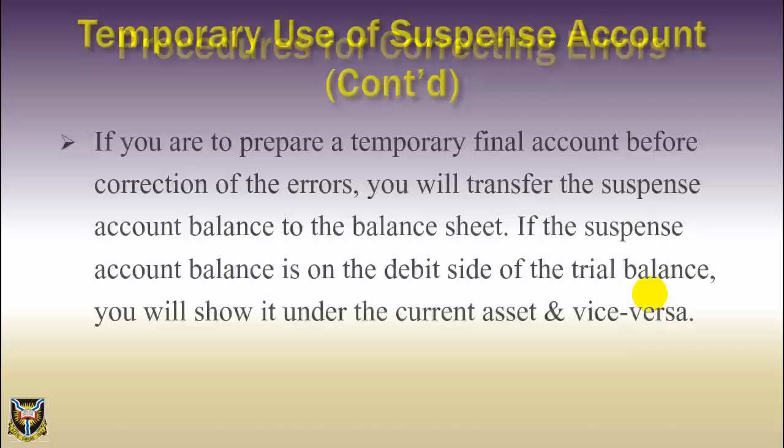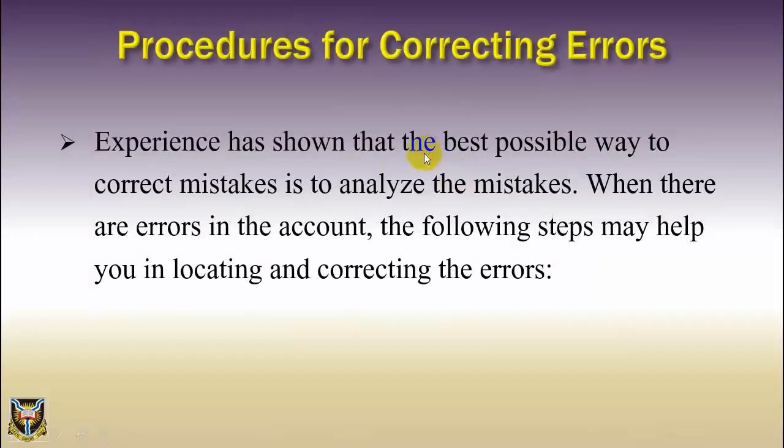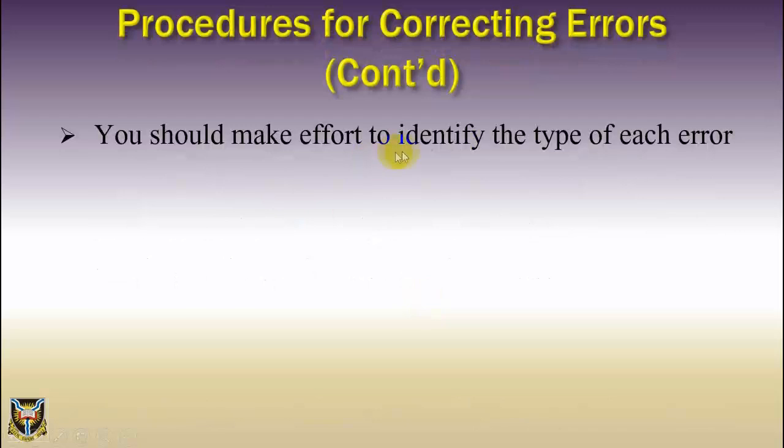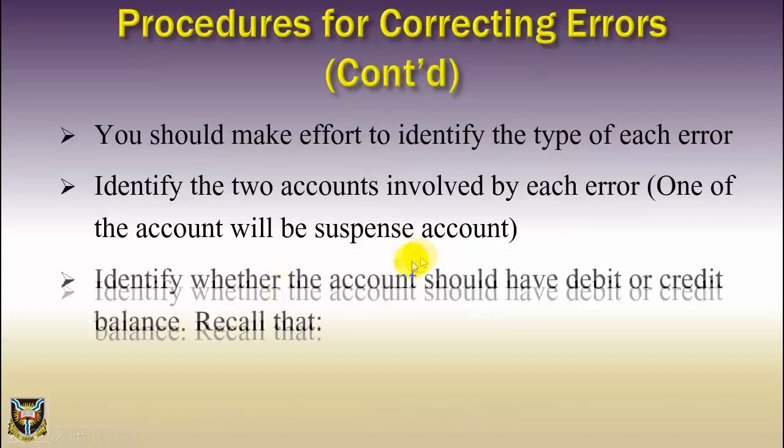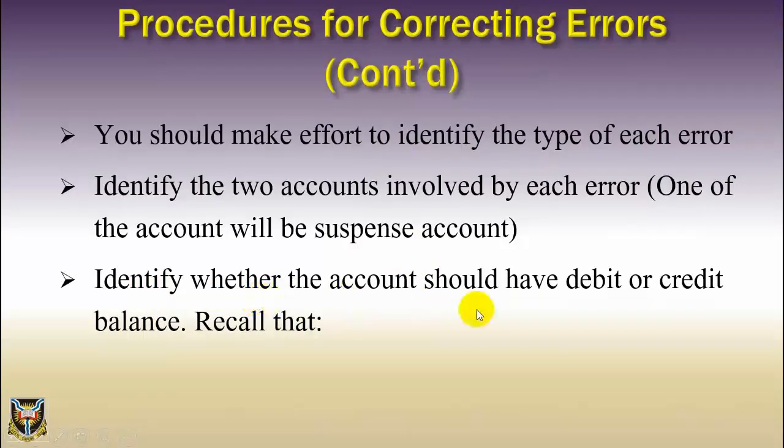Experience has shown that the best possible way to correct mistakes is to analyze the mistakes. When there are errors in the account, the following steps may help you in locating and correcting the errors. 1. You should make effort to identify the type of each error. 2. Identify the two accounts involved by each error. One of the accounts will be suspense account. 3. Identify whether the account should have debit or credit balance.